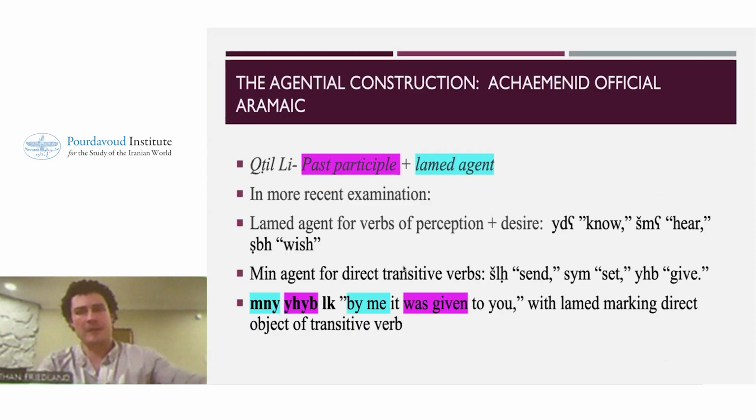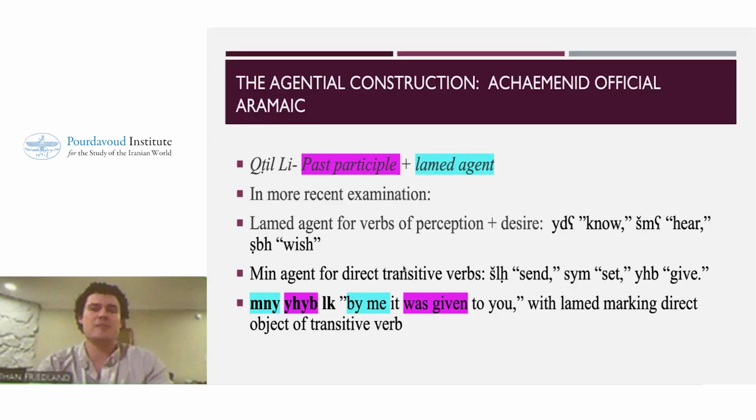So what does it look like in Aramaic? As mentioned before, some scholars have argued we should only identify Katil-Lee constructions as agentials. However, the 5th to 4th century attestations of the agential construction used the lamed and min prepositions in almost equal measure, which most of us know as to and from. And this depends on the transitivity of the verb. A lamed agent is used for verbs of perception, so to know, to hear, to wish, and a min agent for direct transitive verbs like send and give, as the lamed usually marks the direct object of transitive verbs, and that's what it marks here.